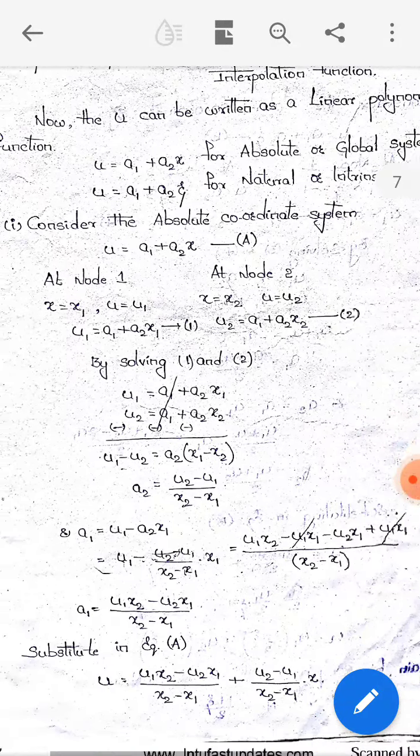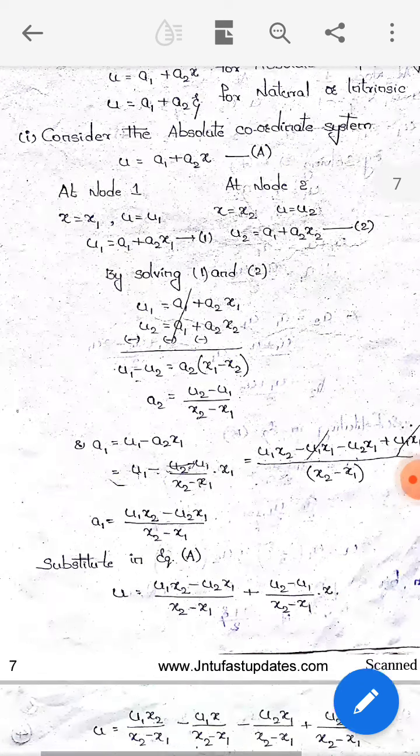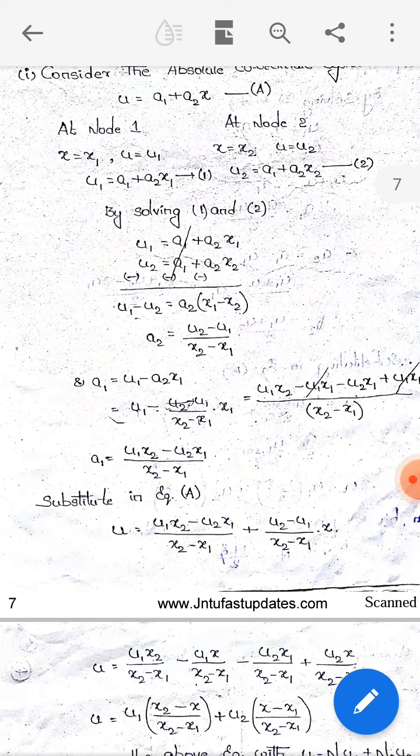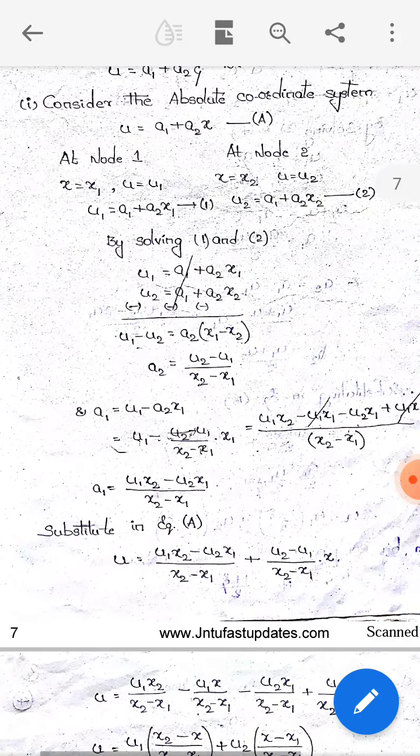Now putting these boundary conditions in equation A, the equation A transforms as u1 is equals to a1 plus a2 into x1. I kept u1 comma x1 at node 1, u2 comma x2 at node 2. Mathematically solving, subtracting 1 minus 2, we will be getting a2. Now putting a2 in either equation 1 or 2, we will be getting a1. Now after getting a1 and a2, substituting in equation A, you will be getting u.